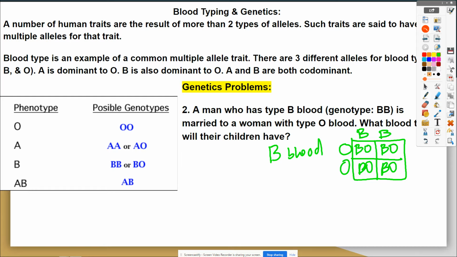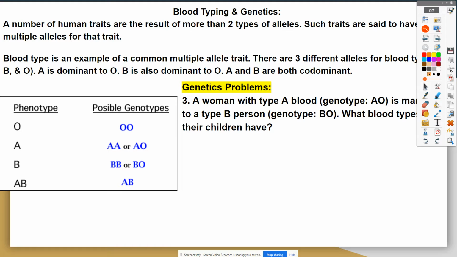What would the genotypic ratio be? You could write 4-0 or 1-0, either way. Any better questions so far about blood typing? O is what? Recessive. A is dominant. B is dominant. But when A and B are together, they are codominant. All right, good.